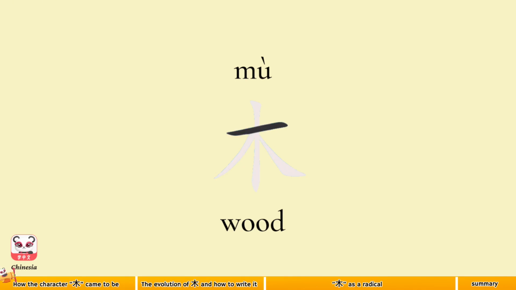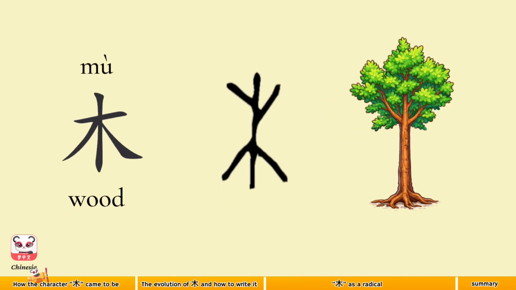Have you ever noticed that the Chinese character mu looks like a tree? That's because it was meant to. The character mu can be traced back to the oracle bone script of the Shang dynasty. In its earliest form, it was a pictograph of a tree.